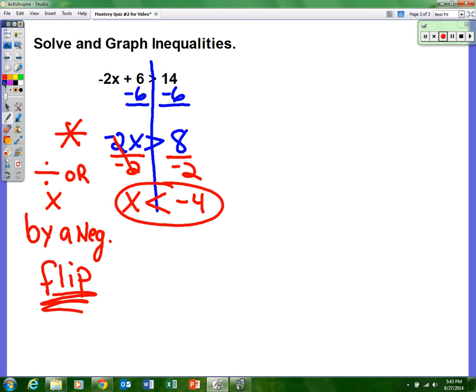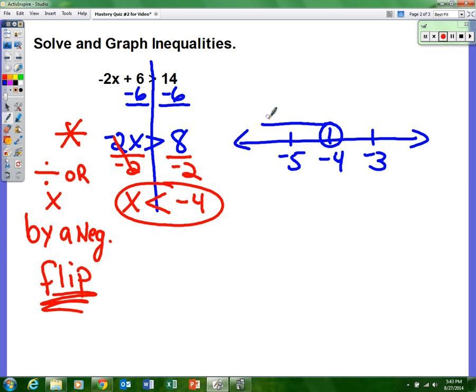Number line. Okay, negative 4 here, negative 3, negative 5, open dot, and we're going to shade to the left because x is less than. Now, remember, it's always a good idea, and most teachers would like you to check your answer.